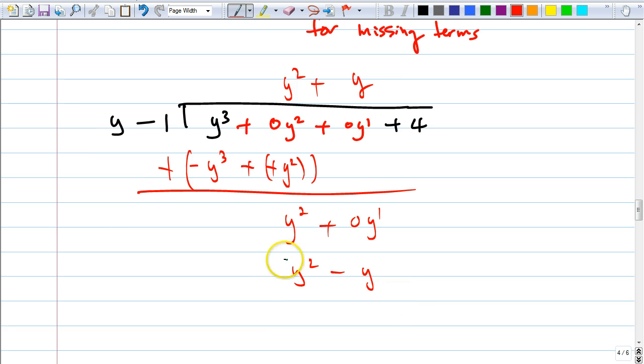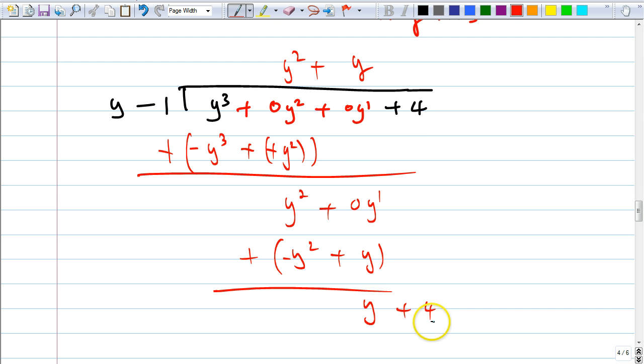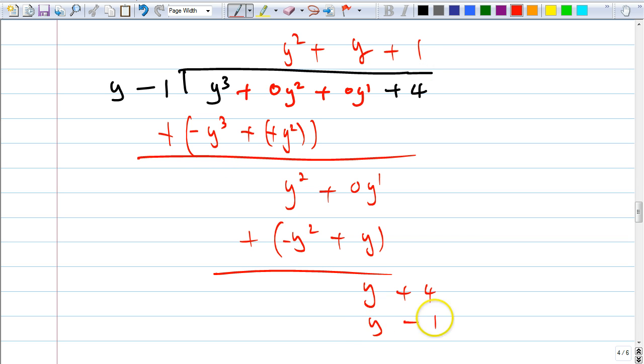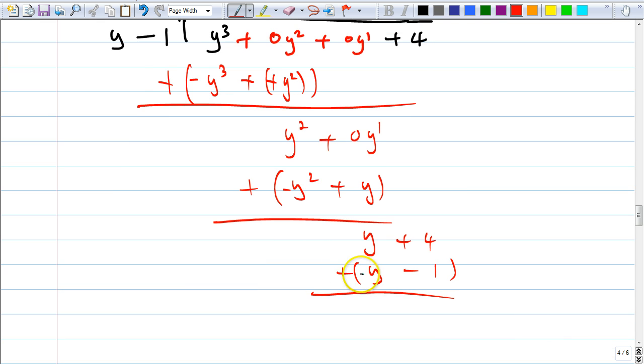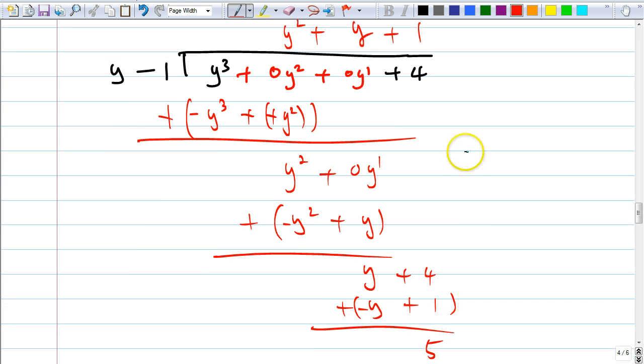And of course, we need to subtract the whole thing. Put a parentheses. And let's change everything to addition. Plus, what do we get here then? Y plus 4. Okay, and then we need addition here. What do I need to multiply y so that you get y? Do I need negative y or 1? I just need 1. So I get y minus 1, right? So we're going to subtract this. When you do that, you get plus negative y plus 5. So that's your remainder. What's your answer going to be? Y squared plus 5 over y minus 1.